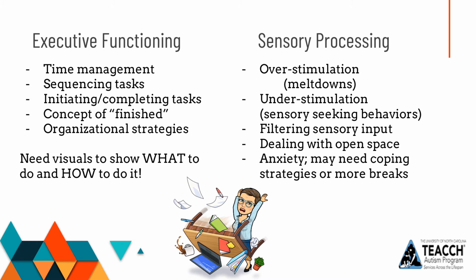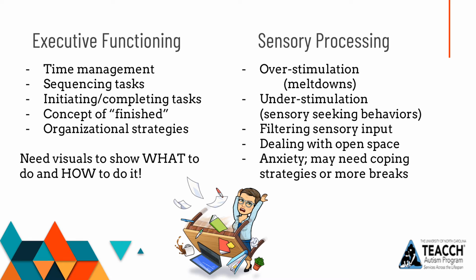In regard to executive functioning, your students on the spectrum will need a lot of support in managing their time, sequencing the order of their tasks, knowing what to do first, second, or third. Sometimes just getting started with a task will be difficult for them, or knowing when their work is truly finished and complete. Organizing their materials or their work could be a struggle for them, and visual supports will be very crucial to help them know what to do and how to do it.